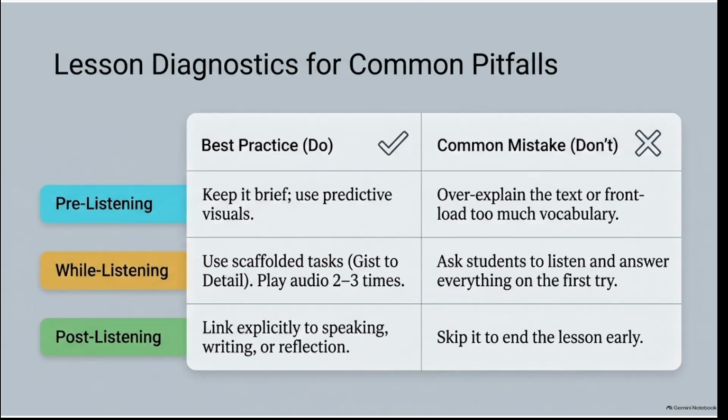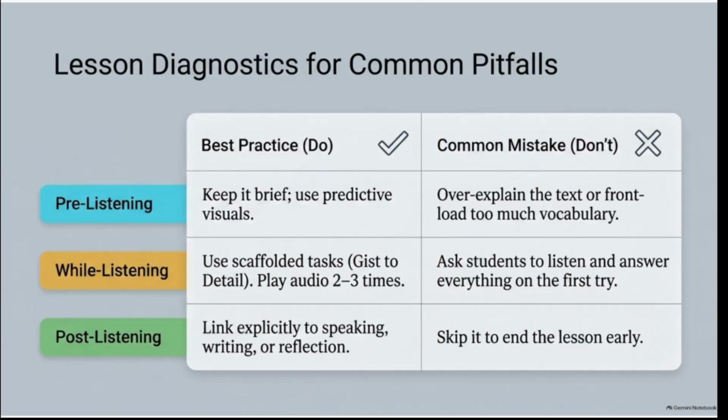Let's summarize some of the most common problems teachers may encounter. For pre-listening, best practice is to keep the activity brief and use predictive visuals. For example, show a picture and ask students what they expect to hear. What should we avoid? We should avoid over-explaining the text or introducing too much vocabulary before listening. For while listening, we should use scaffolded tasks, moving from gist to detail, and we can play the audio 2 or 3 times when necessary. What should we avoid? We should not expect students to listen and answer everything correctly on the first attempt.